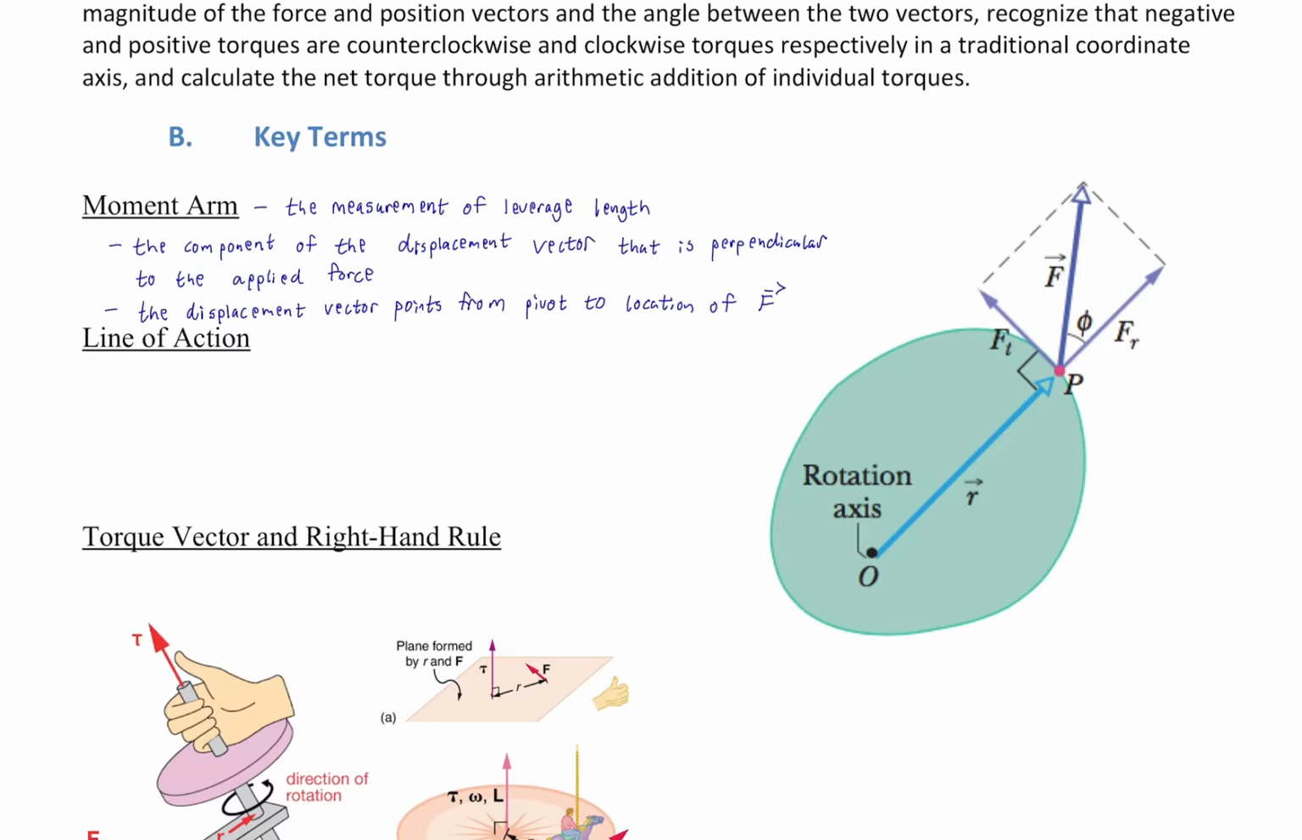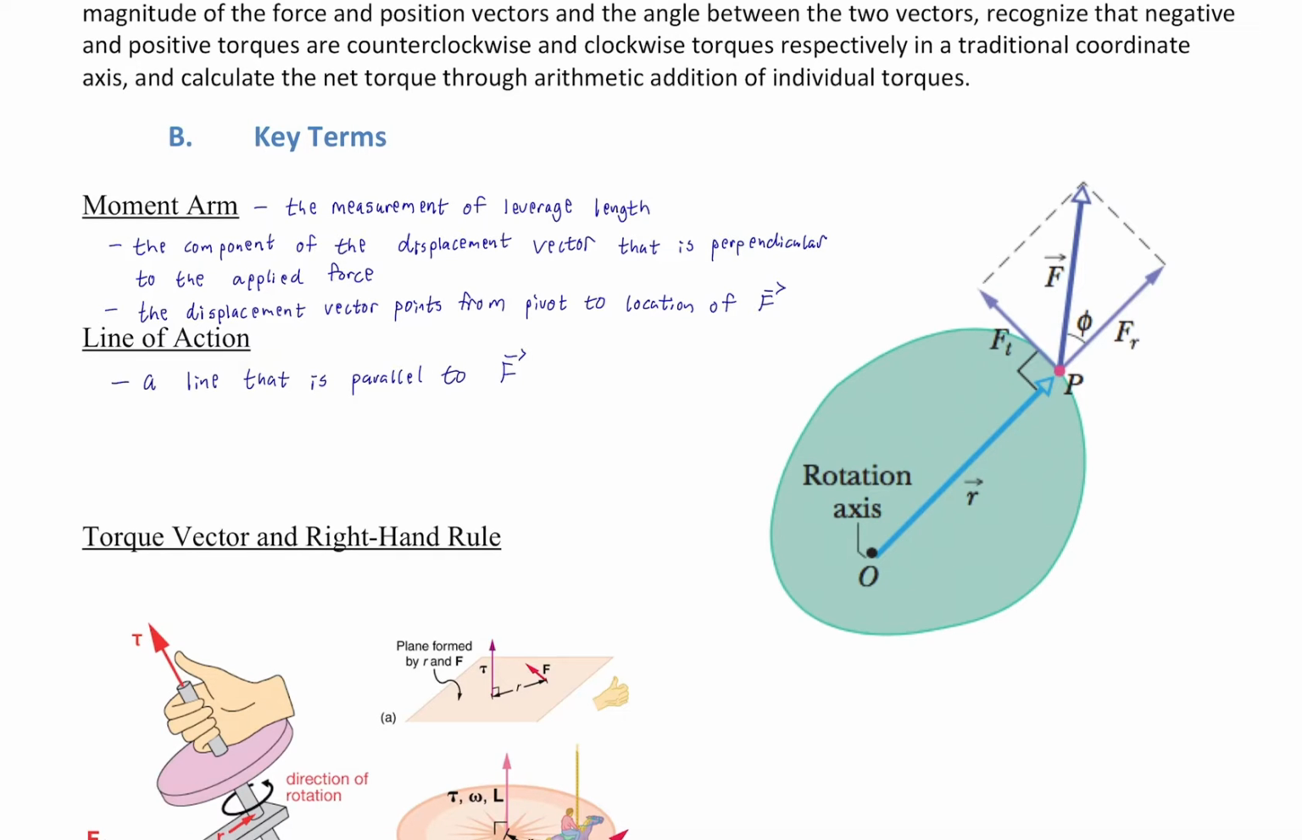Okay? And the displacement vector is just the vector that points from the pivot to the location of the applied force. And for every force, there's a corresponding moment arm. And for every force, you will see there's a corresponding torque. It's very similar to when we talked about work, and it was one work per force. It's going to be one moment arm and one torque per force. But I don't want to get ahead of myself because I haven't really shown the equation for torque yet. But regardless, it's one per.